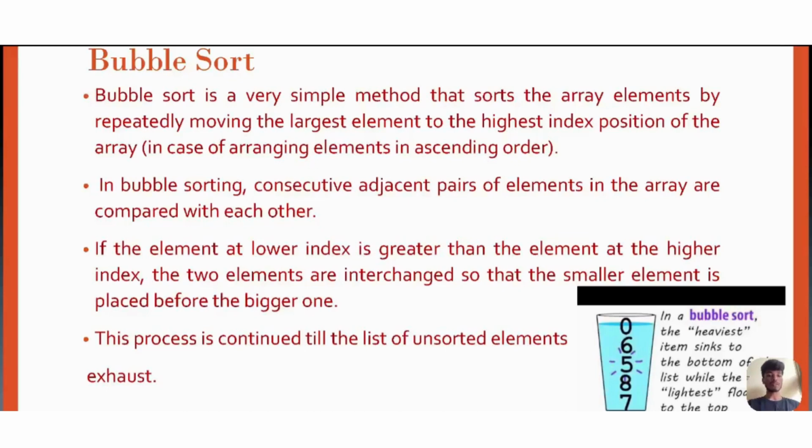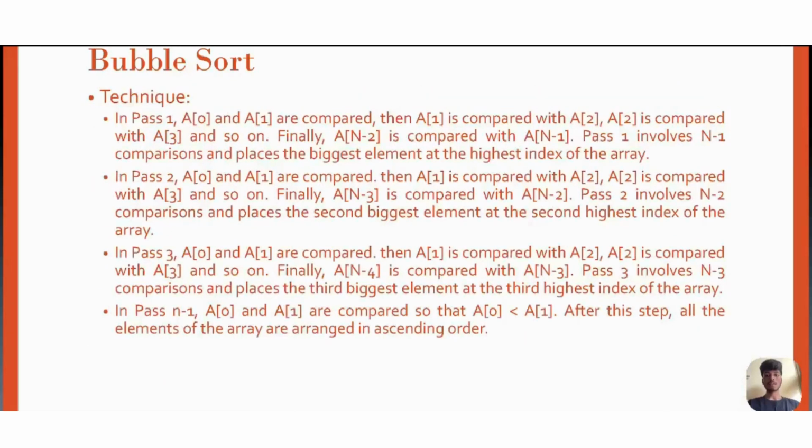Like on the right side of the picture, you can see 0 6 5 8 7. In a bubble sort, the heaviest items sink to the bottom of the list while the lightest float on the top. Next we can see the technique. In pass 1, A[0] and A[1] are compared; in pass 2 they are compared also; and so on. In pass n minus 1, A[0] and A[1] are compared, so that A[0] is less than A[1].